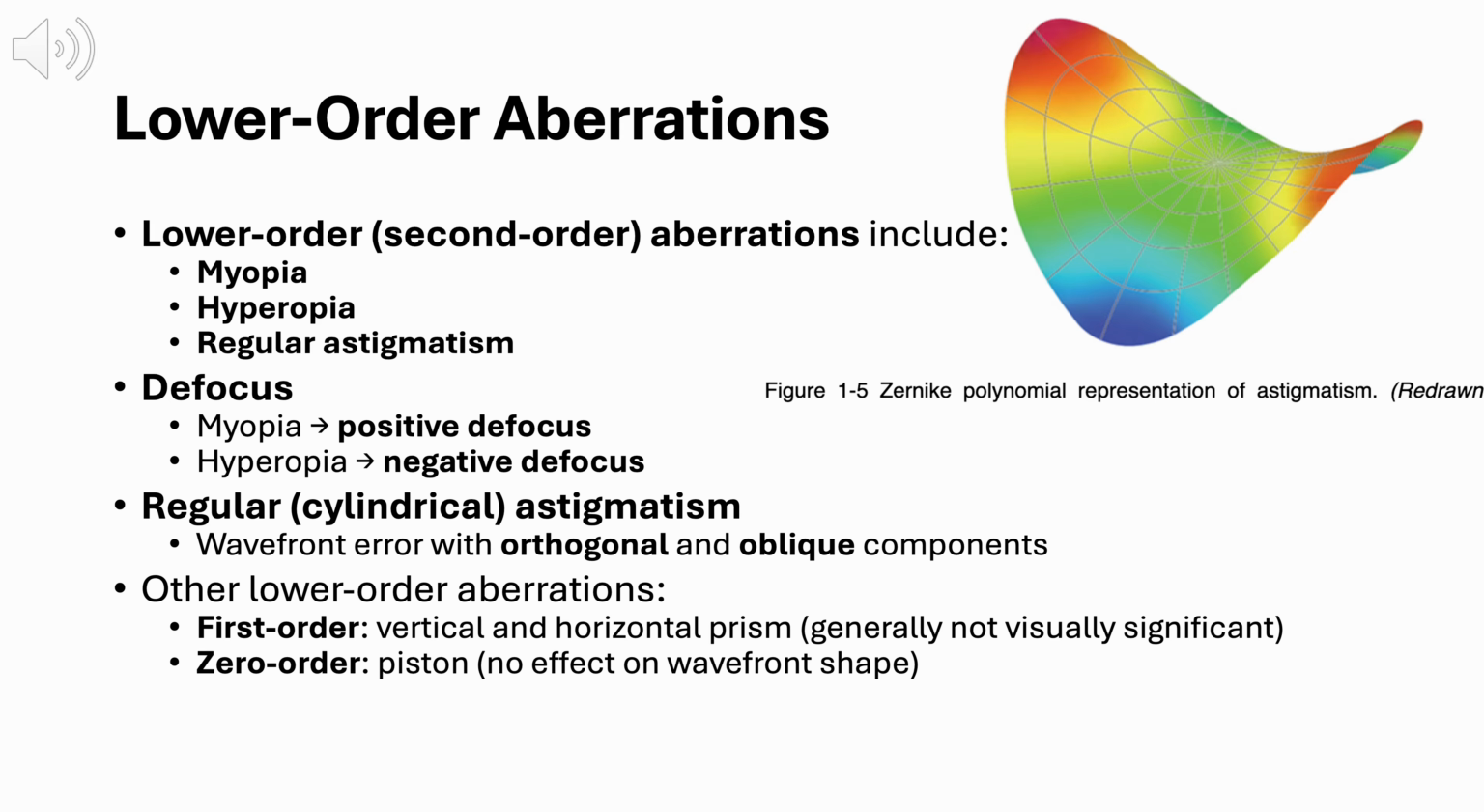There are also lower-order aberrations that are less clinically relevant. First-order aberrations include vertical and horizontal prism, which generally do not affect visual quality in a meaningful way. Zero-order aberration, called piston, represents a uniform shift of the wavefront and has no effect on image formation at all. The key point is that lower-order aberrations account for the majority of refractive error and are the most straightforward to measure and correct.